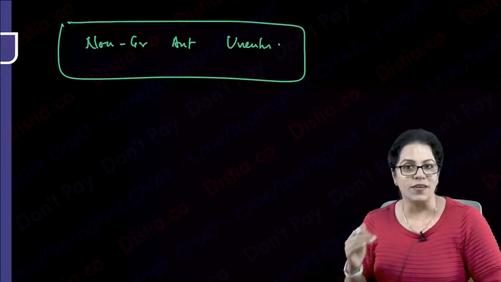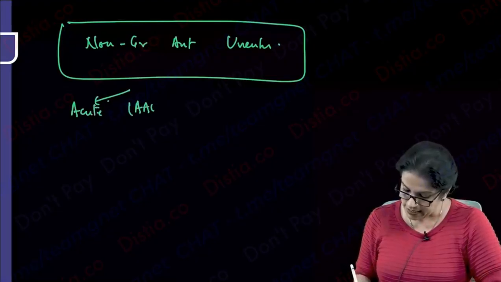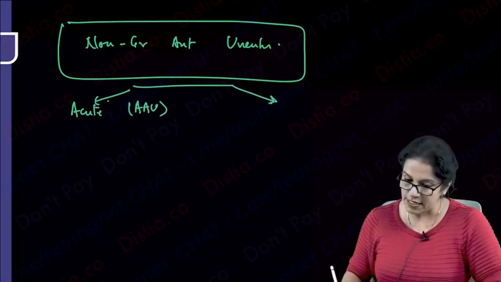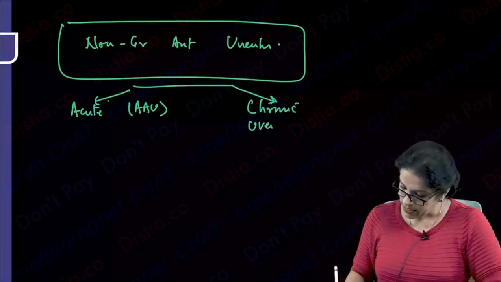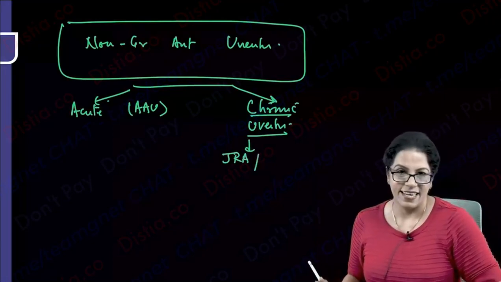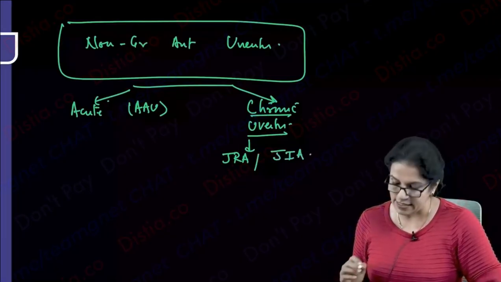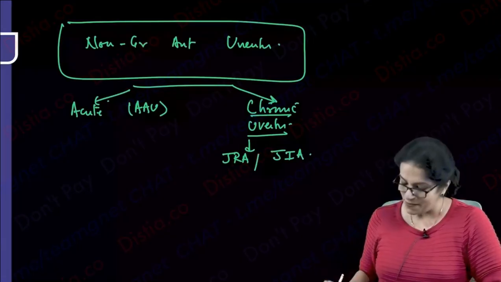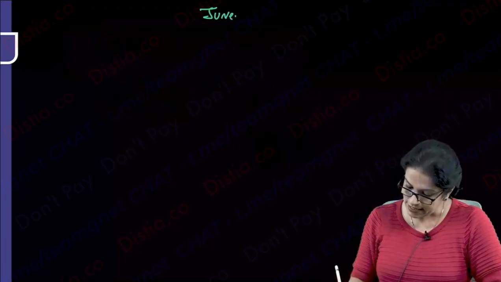Let's talk a little more here. Now this can be either presenting in an acute form, that is your acute anterior uveitis, or it could be just presenting as a chronic uveitis. So the example in chronic uveitis will be juvenile rheumatoid arthritis. Now we are calling it as juvenile idiopathic arthritis. JIA is the new name. This is juvenile idiopathic arthritis.